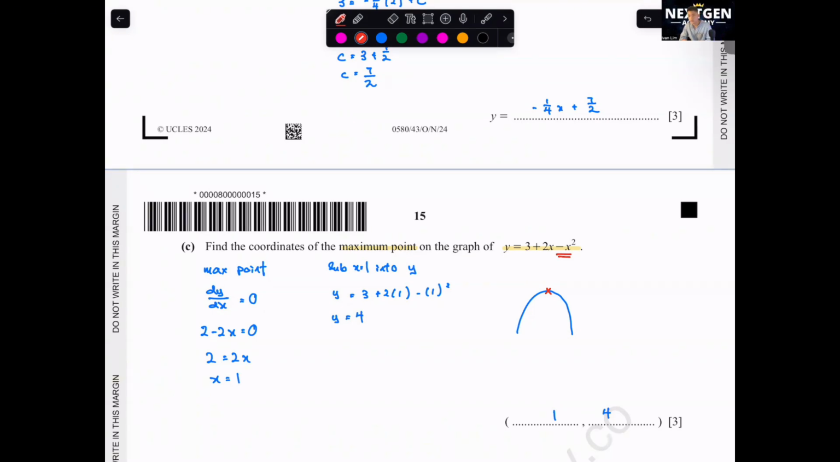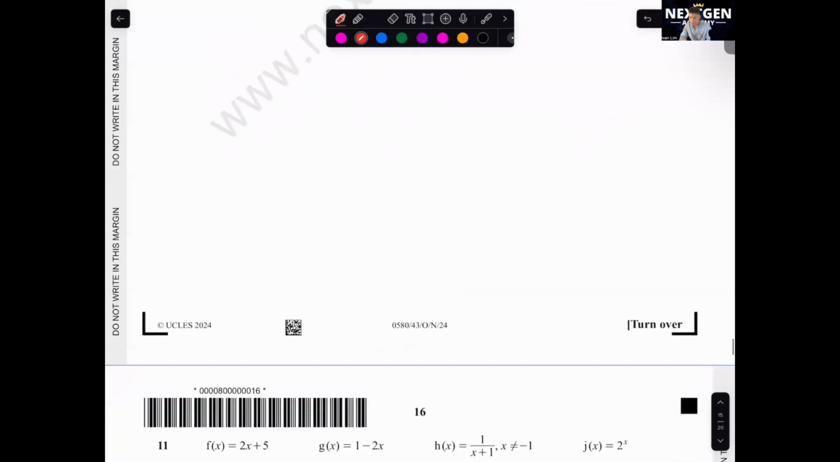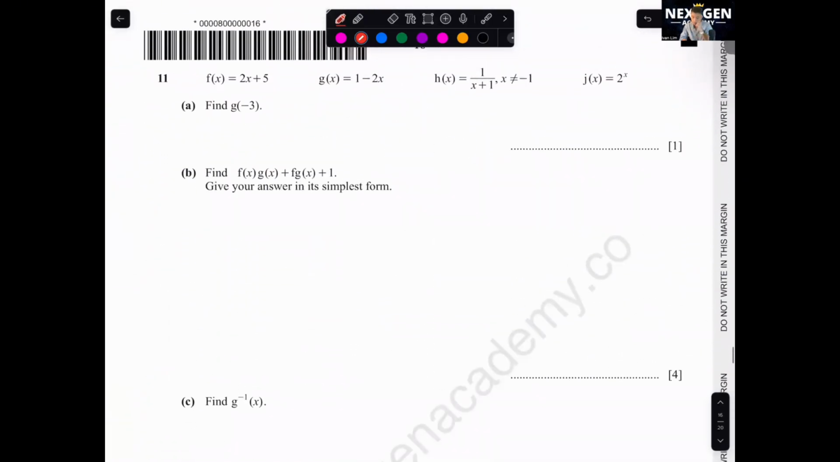Okay, let's go to 11. Question 11 is on the topic of functions. They give us f(x), g(x), h(x), and j(x). Find g(-3). We just need to substitute negative 3 as x. So here it will be 1 minus 2 times negative 3, which equals 7.